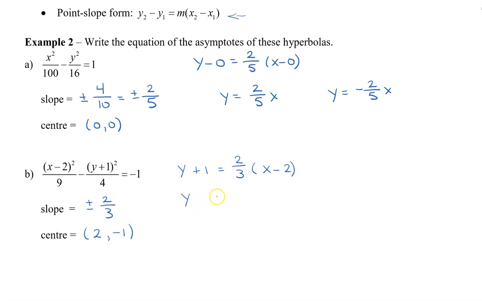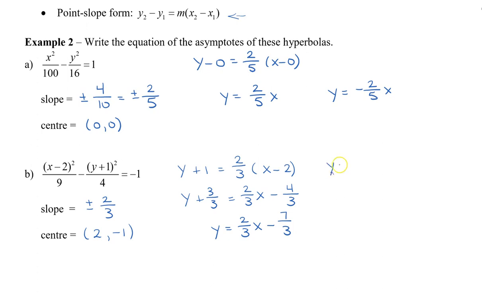So here we have y. And now seeing that I'm going to have 2/3 x over here minus 4/3, I'm going to change the 1 to 3 over 3 so we get a common denominator. So now I have y equals 2/3 x. And when I subtract 3/3 from 4/3, or negative 4/3, I'm going to get negative 7/3.